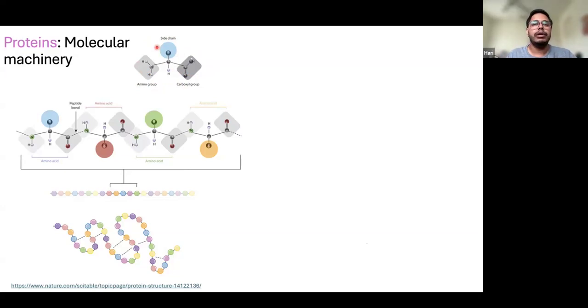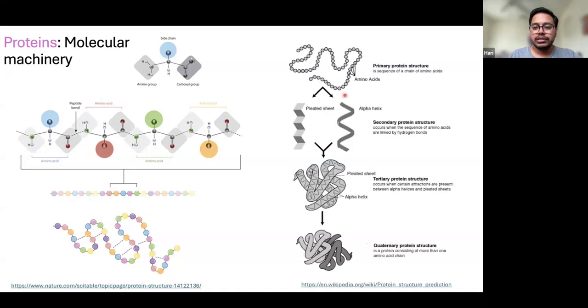So in the human body and most organisms, naturally we see about 20 different types of amino acids, although more amino acids have been discovered. Each amino acid can form a peptide bond with another amino acid, and a chain of amino acids is called a polypeptide. And this polypeptide can fold into different configurations, leading to different structures of proteins. So these are the different structures of protein.